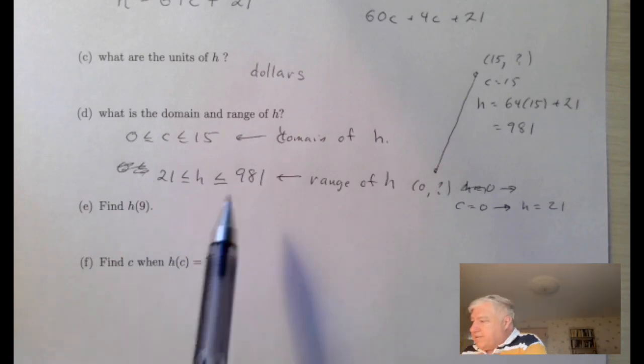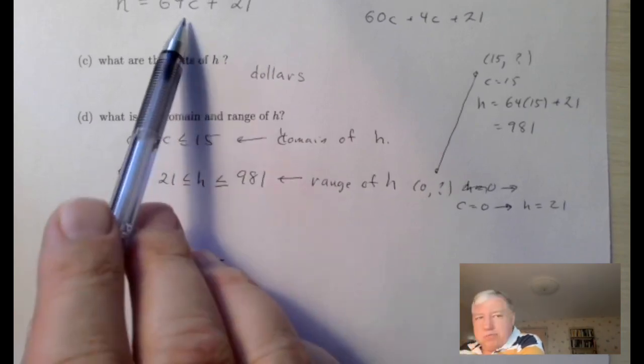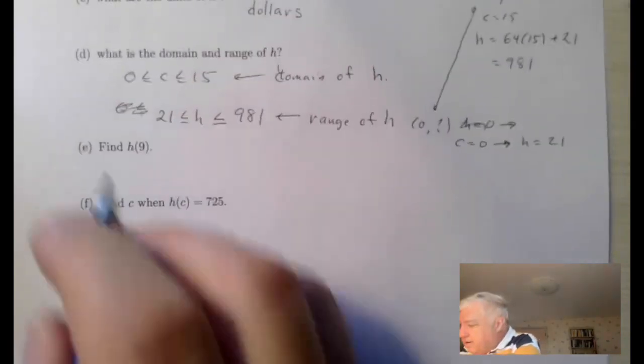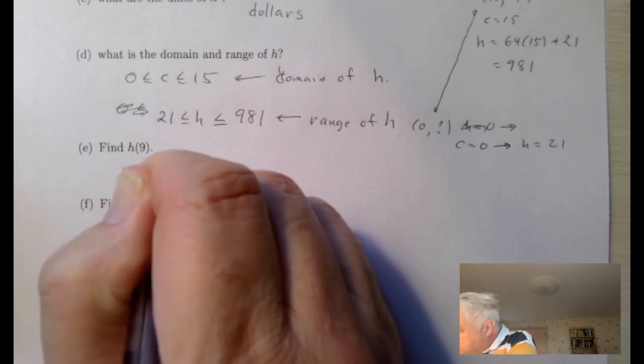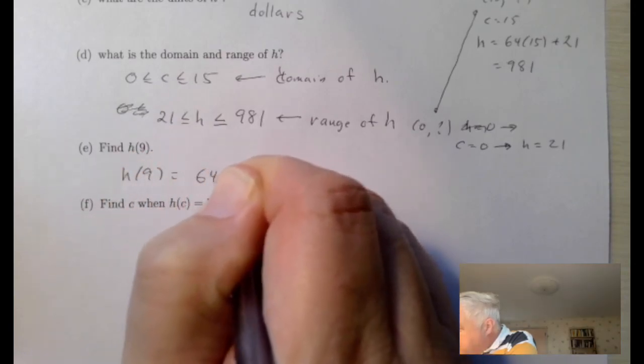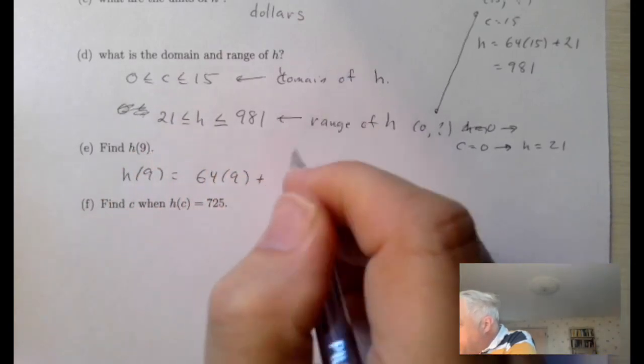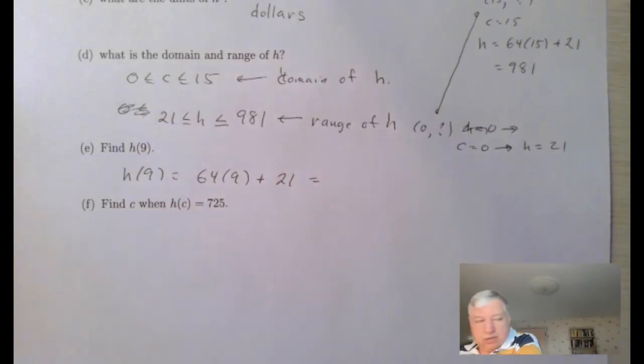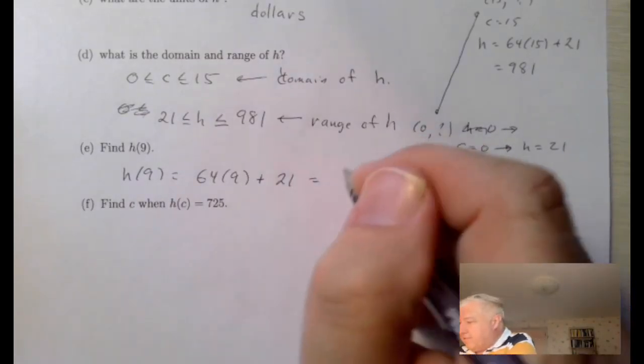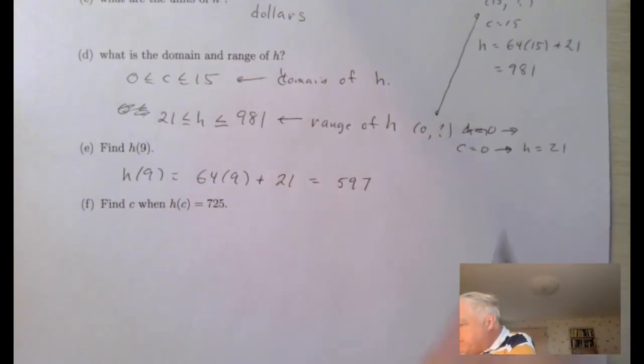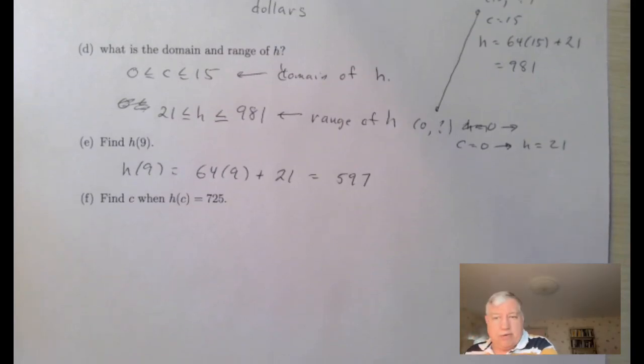H of 9, this is pretty straightforward. We just plug C equals 9 into here. So H of 9 is 64 times 9 plus 21. And that is 597. So that would be the cost for 9 credit hours.